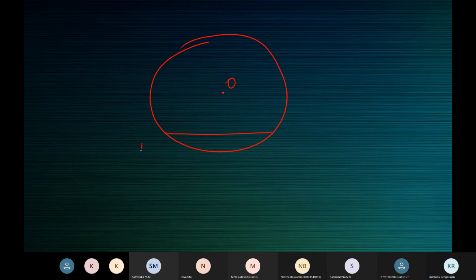See here. So circle, what are we given? Circle with center O, chord AB. We have OM from the center to the chord, which bisects the chord. So we are given AM is equal to MB. We need to prove that OM is perpendicular to AB.